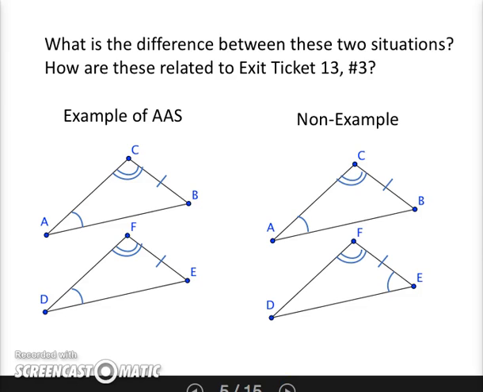What is the difference between these two situations? And how are these related to exit ticket 13, number 3? In the first situation, we have an example of AAS, and in the second situation, we have a non-example. See if you can spot the difference and talk about how they're related to exit ticket 13, number 3.